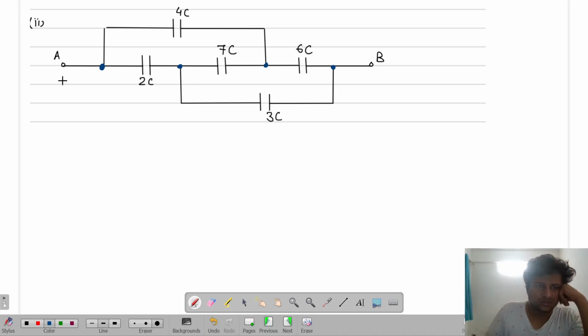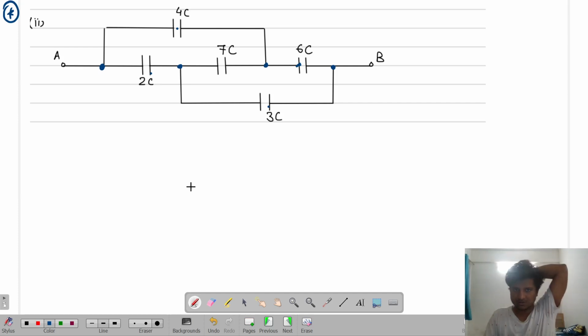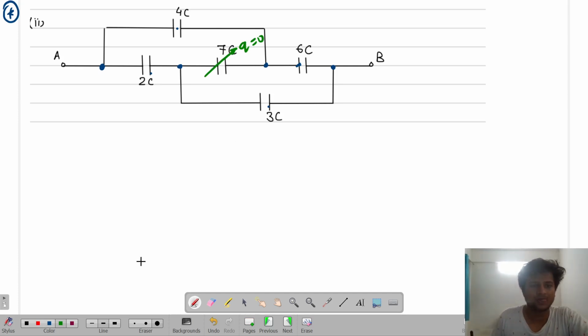Okay, so when it is a Wheatstone bridge, now you see over here, I have to take the ratio. So the product of this and this, and the product of this and this, will be same or not? If it is same, then the net charge through this is how much? Zero. Are you able to get me? So what kind of circuit did I get? It is a balanced Wheatstone bridge.